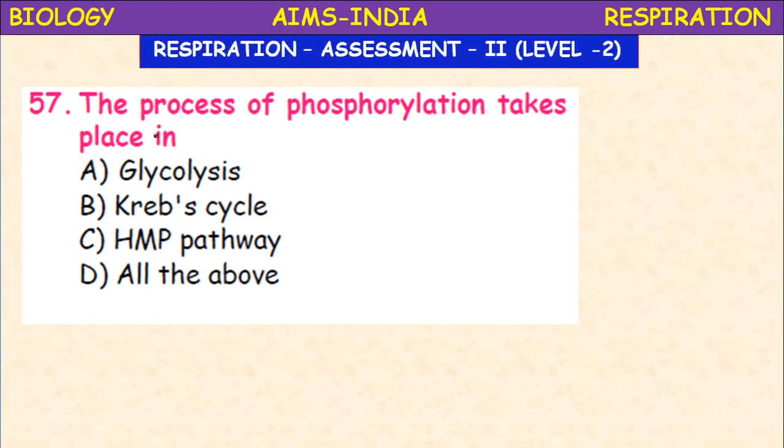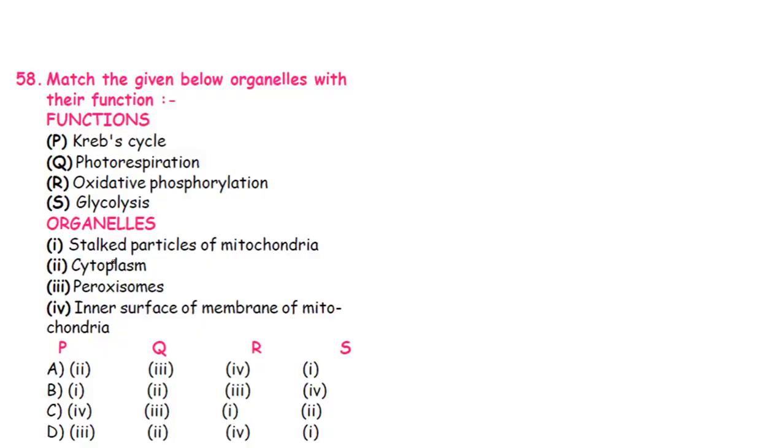Next, the process of phosphorylation takes place in glycolysis, Krebs cycle, HMP pathway. So all these are involved in the process of respiration. So there is a production of phosphorylation. Phosphorylation means formation of ATP. So it is all the above.